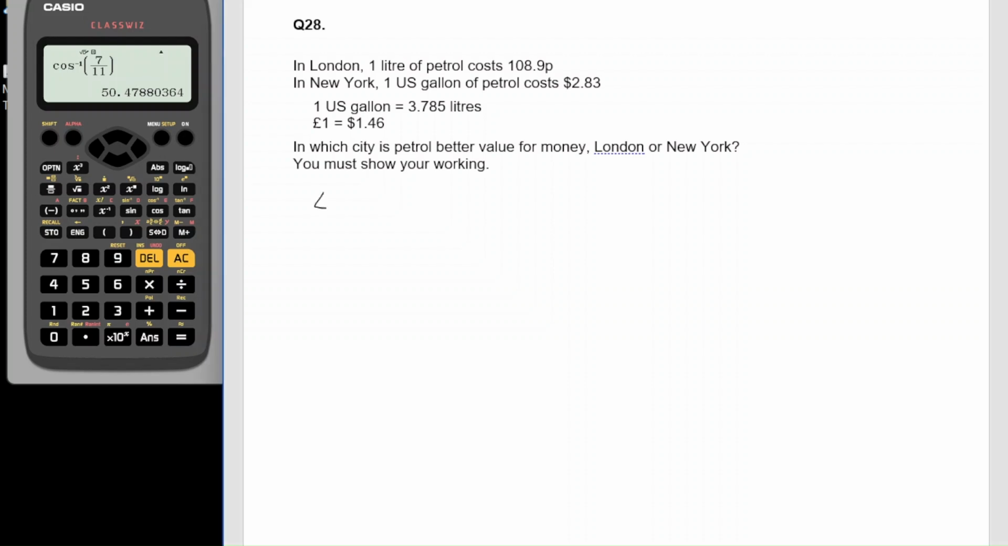So let's start with London. So we've got litres. 1 litre is equal to, I'm going to convert that into pounds. So £1 and 0.98 pence. And then in New York, we've got 1 gallon is equal to $2.83.